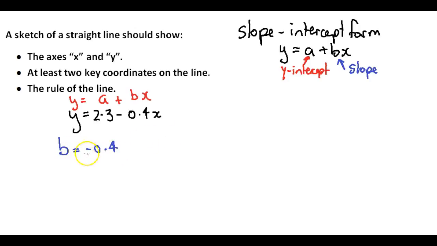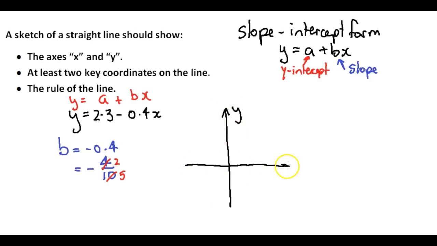Now the easiest thing to do here is to change this decimal to a fraction. So it's the first decimal place, so it's 4/10. And you'll notice, of course, that 2 goes into top and bottom, 2 goes into 4 twice, and into 10 5 times. So that's the gradient. And we put a point that we know, which is the y-intercept.